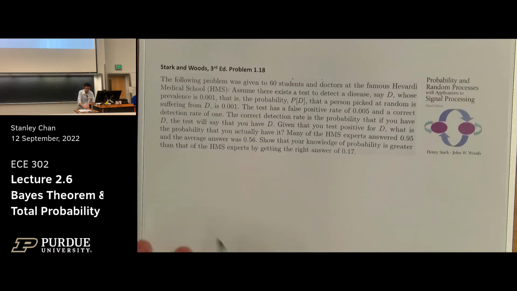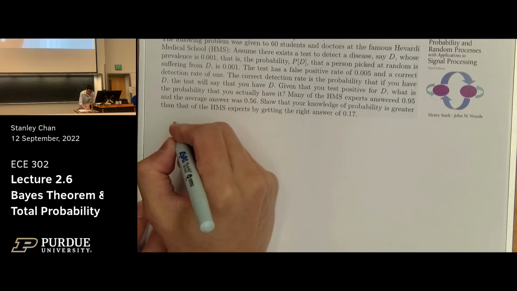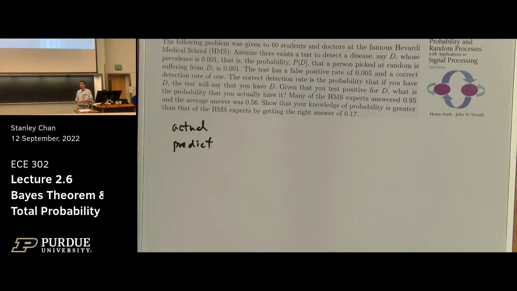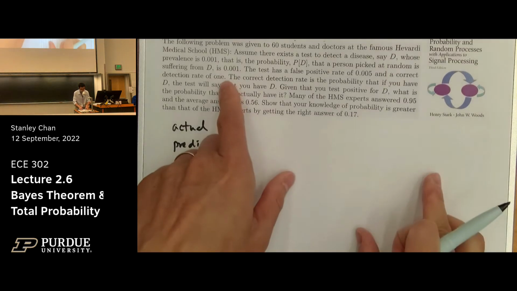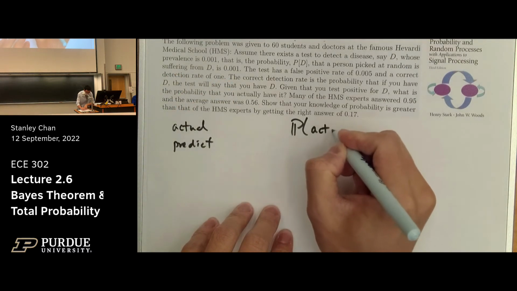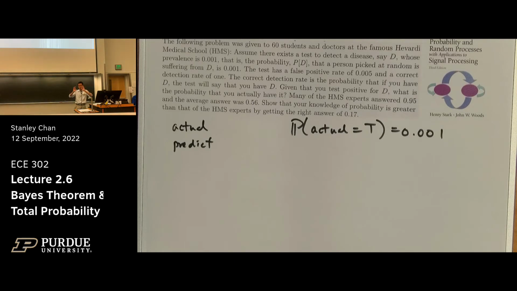So let's define some symbols. There are two things, right? Let's call it actual, and then let's call it predict. Actual and predict. That's very easy to see, okay? What is this 0.001? Okay, so this 0.001 is the probability that your actual is true. Without doing the test, your chance of getting the disease is 0.001. That's given by this problem statement. Regardless of the test, you have 0.001.